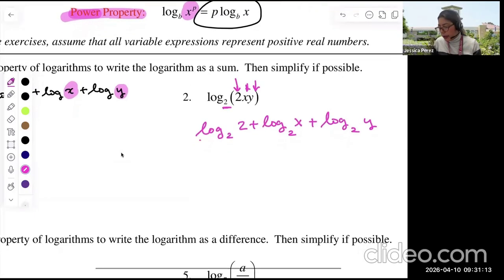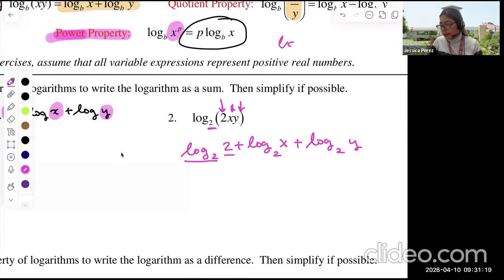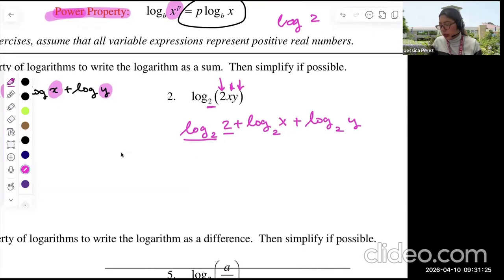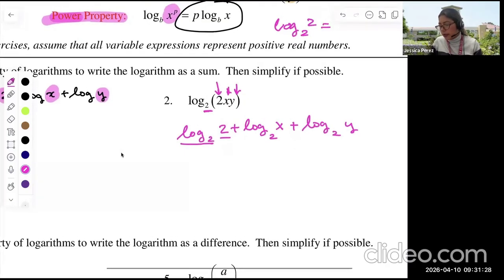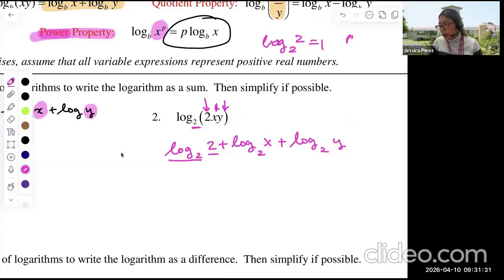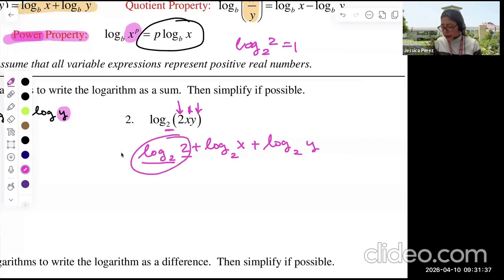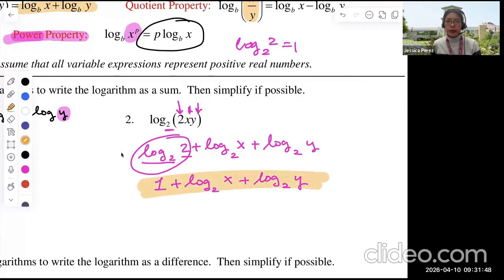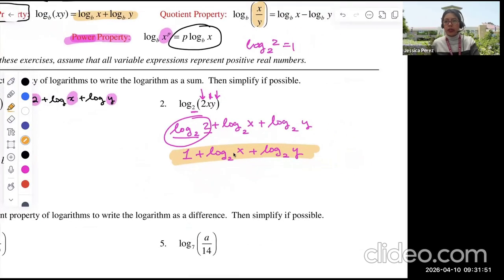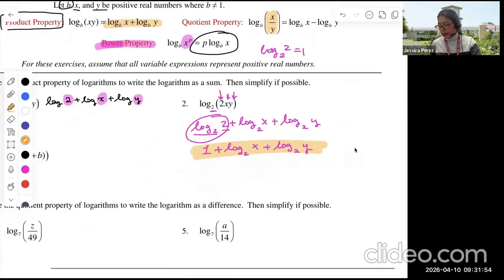Now, log base 2 of 2 is something that we learned in the past. When we went over log properties, log base 2 of 2 is actually equal to 1. So we saw that already when we had log base b of b equal to 1. So then we can simplify log base 2 of 2 to be 1 plus log base 2 of x plus log base 2 of y. And that will be our solution.